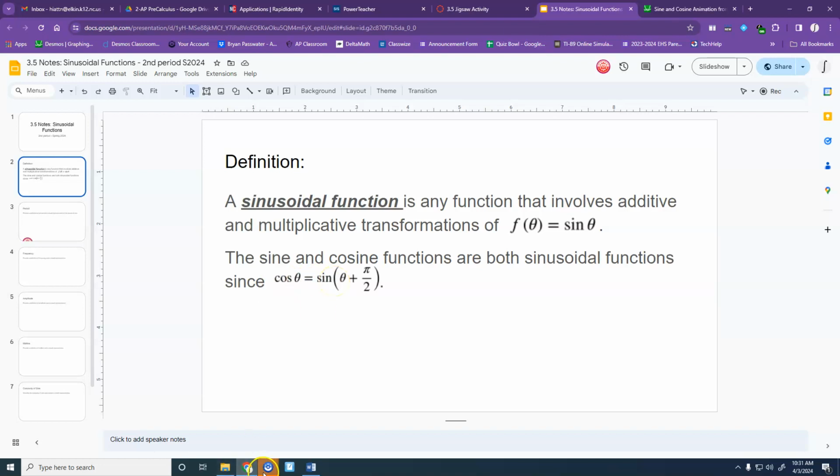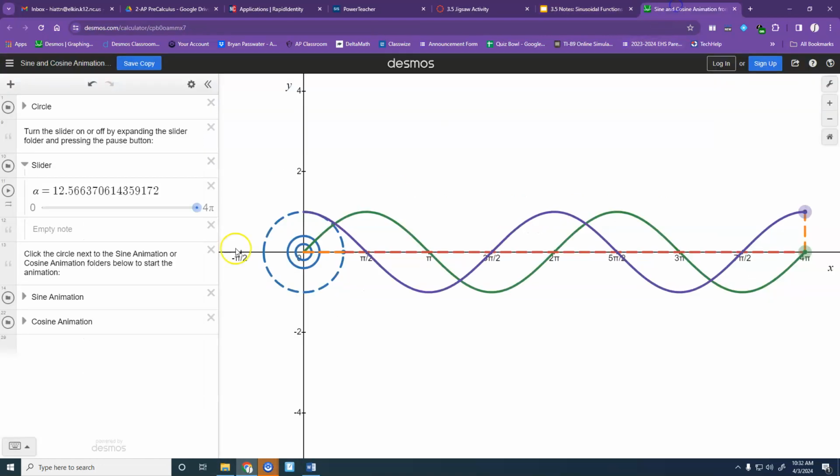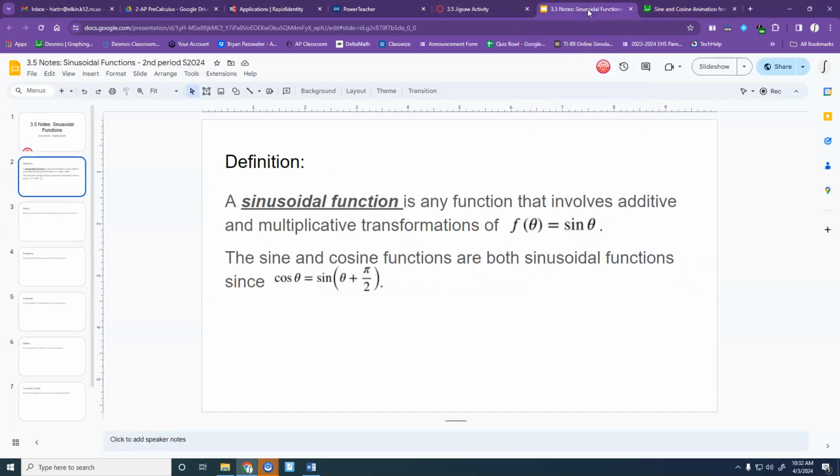Because if we look at, I still have that Desmos pulled up. If we look at this graph, this green graph is my sine function. If I just slide it this way, pi over 2, then it matches up with my cosine graph. So what we're going to see for the most part is when we're dealing with sinusoidal functions, we use sine a lot of the time, but cosine is also technically a sinusoidal function. For what you're doing here, you're mostly going to work on sine today.